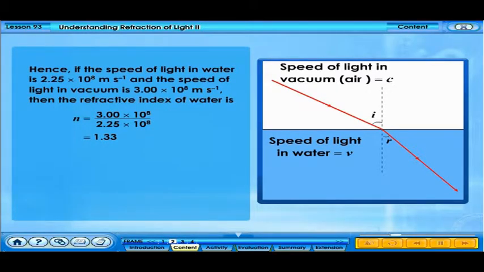Hence, if the speed of light in water is 2.25 times 10 to the power of 8 meters per second, and the speed of light in vacuum is 3.00 times 10 to the power of 8 meters per second, then the refractive index of water is n equals 3.00 times 10 to the power of 8 over 2.25 times 10 to the power of 8, equals 1.33.